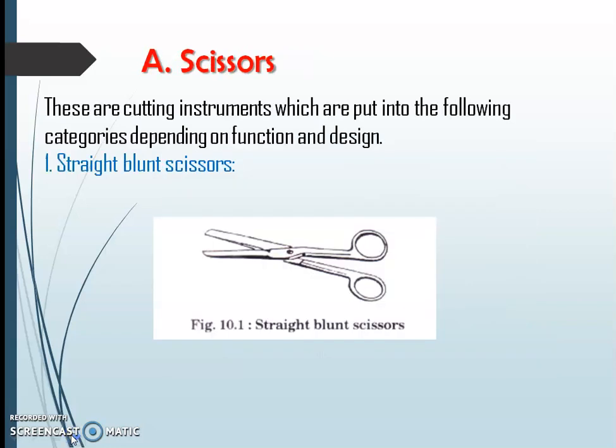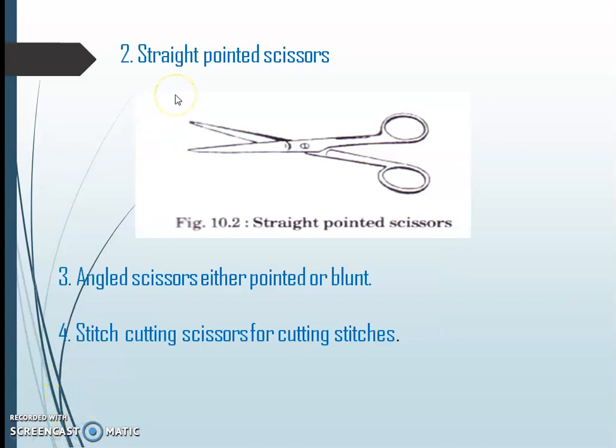So, the first surgical instrument is scissor. These are cutting instruments which are put into the following categories, and the category depends upon the function and design. The first diagram is of straight blunt scissor. Then the second type is straight pointed scissor. The diagram shows straight pointed scissor. Then we have angled scissor, either pointed or blunt.